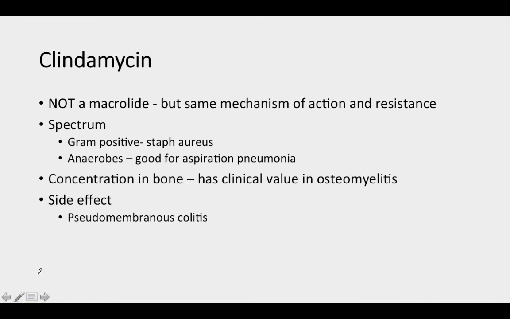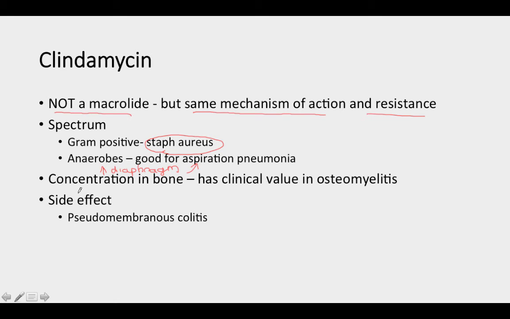Clindamycin. So clindamycin is quite frequently thought of as a macrolide, but it is not a macrolide. But you should remember it has the same mechanism of action and the same mechanisms of resistance against it as macrolides. But I think the key thing to remember about clindamycin is that it has particularly good activity against Staph aureus, and it's actually the drug of choice for anaerobic infections above the diaphragm. And for that reason, it is particularly good for aspiration pneumonia. So that's where it comes up clinically.